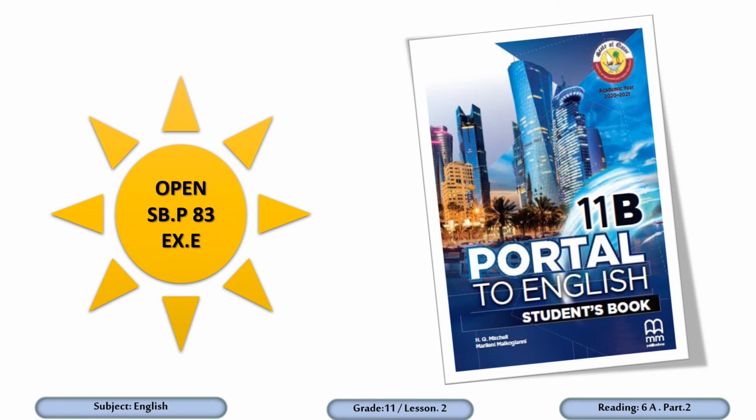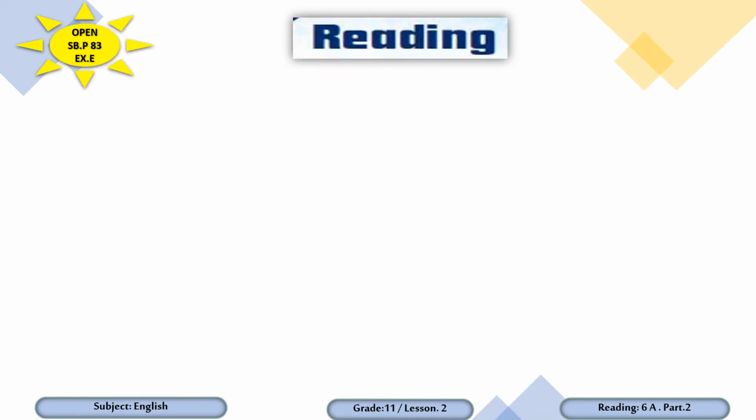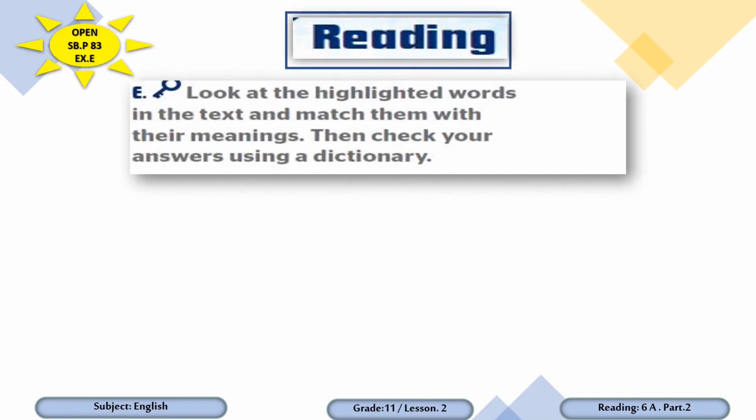Dear students, now please open your student's book on page 83, exercise E. In exercise E, we need to do 3 different tasks. First of all, you need to look at the highlighted words in the text. Then, you need to match them with their meanings. After that, you need to check your answers using a dictionary.